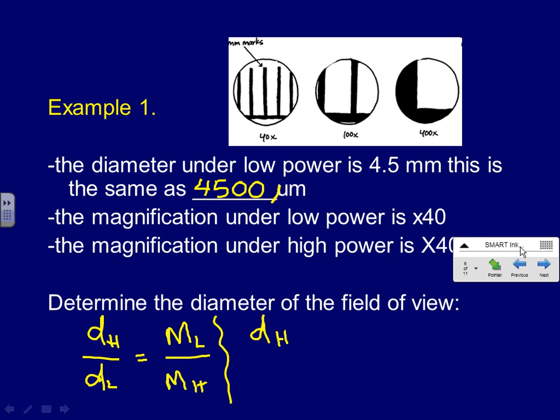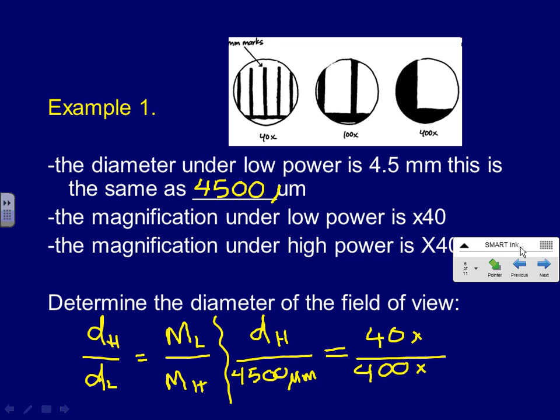DH is what I'm looking for. What's the diameter under low? 4.5 millimeters. We're going to work in micrometers, so 4,500 micrometers. Magnification of low. 40? I'm going to put 40 times to represent that it's a magnification. Magnification of high. 400.